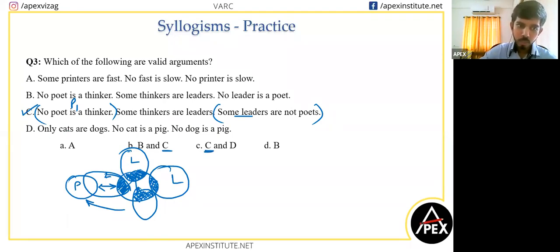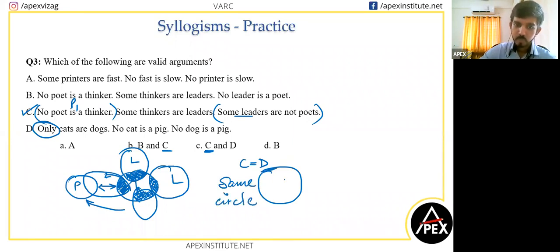And coming to the last one, only cats are dogs. Now what does this only mean? It means that all cats are dogs and all dogs are cats. It is not a subset of each other. It is fully overlapped and exactly the same circle. So these are all both cats and dogs.